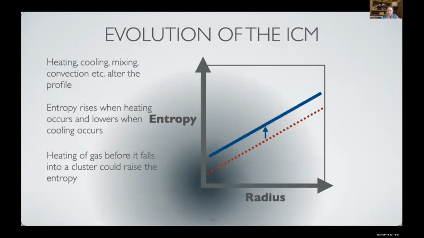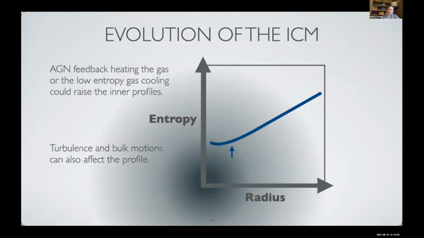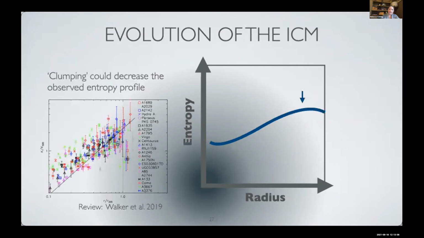However, heating, cooling, mixing, convection, all these sorts of processes are going to alter your entropy profile. The entropy of the gas will increase when the gas is heated and lower when the gas is cooled. For instance, if you were heating the gas before it fell into a cluster, that could raise the entropy profile. Heat injection, perhaps from something like AGN at the center of a cluster, could raise the entropy profile. Gas cooling out of the cluster could raise the entropy profile. Turbulence and bulk motions will affect this. And there's also a phenomenon called clumping, which could decrease the measured entropy profile and has been observed to do so towards the outskirts of galaxy clusters.